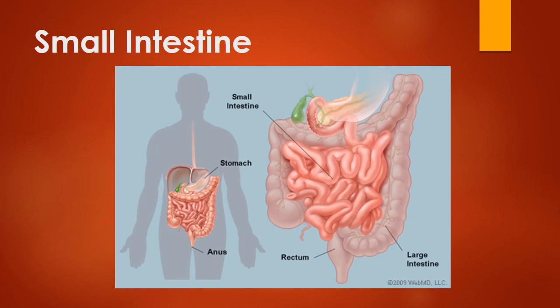The small intestine. The semi-fluid mass of the partially digested food now enters the small intestine. Chyme is the semi-fluid mass of the partially digested food. The small intestine is the longest part of our digestive system. Can you guess its length? Yes, it's about 7.5 meters long and it's highly coiled in structure.